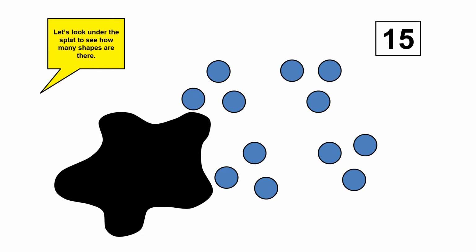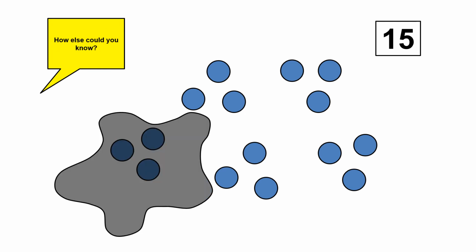Let's look under the splat to see how many shapes there are. There are 3 shapes under the splat. Some strategies you could have used included counting up. We know that there are 12 shapes showing. If you count up to 15, you count 3 times. 13, 14, 15.